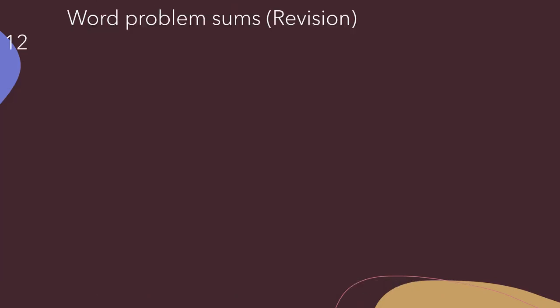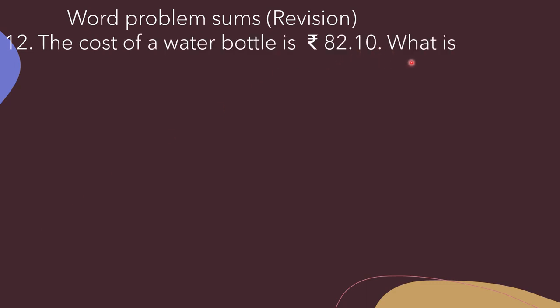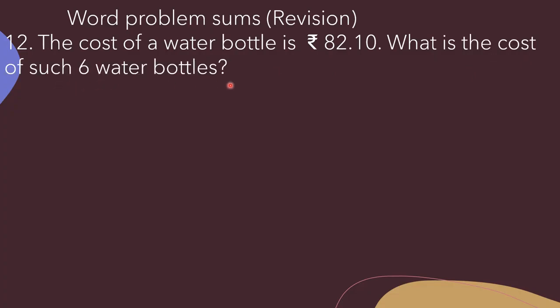Now beta, question number 12. It is given the cost of a water bottle is rupees 82.10. What is the cost of such 6 water bottles? So here beta, we have given the information about one water bottle and we have to find out for 6 water bottles, means for many. So here we will multiply the given amount by 6.